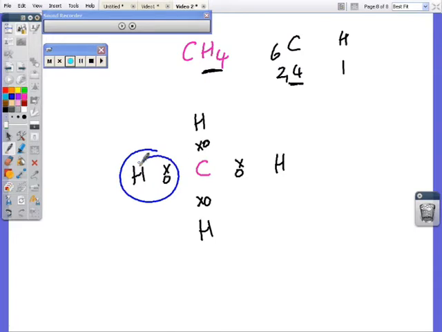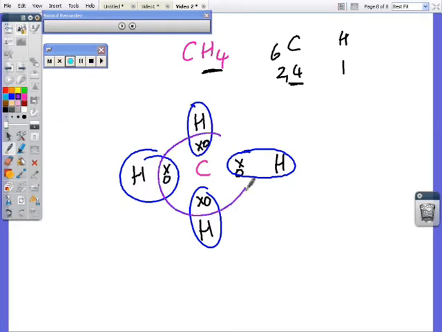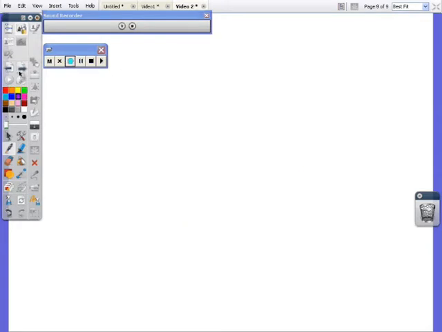Let's again do our Venn diagram. Hydrogen is sharing, sharing, sharing, and sharing. Let's have a look at our carbon then. Carbon has 1, 2, 3, 4 bonds made, and it has 2, 4, 6, 8 electrons. Therefore it is stable and has bonded. So we have carbon in the middle with 4 covalent bonds around it, and that is our compound called methane.